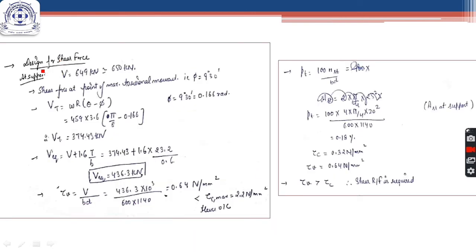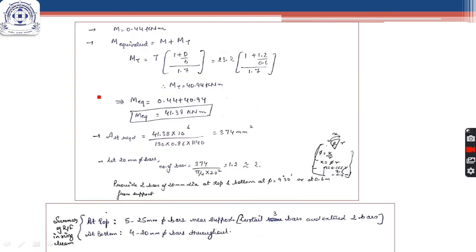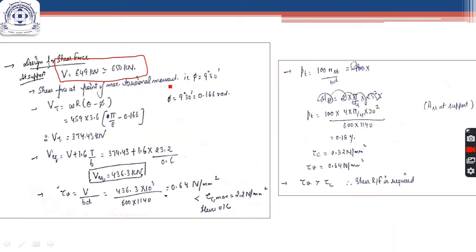Now we will design the shear reinforcement for torsion. Now at support we had got shear force to be 650 kN. If I go back here, shear force is 650 kN. Now shear force at the point of maximum torsional moment, we are only concerned with the point where there is a torsional moment maximum, which is this point. So Vt, that is shear force at the point of maximum torsional moment, will be Wr into theta minus phi. So we are getting it to be 374.43.